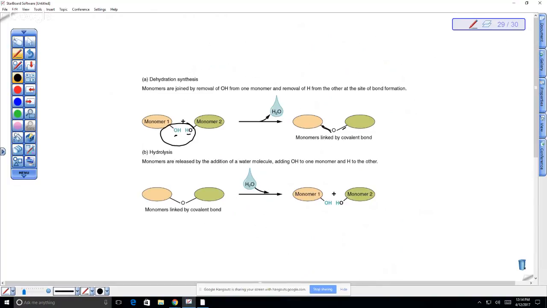We can also use water to break stuff apart. And so this would be hydrolysis, where we add water, we break up covalent bonds, and then we get water, the atoms being attached to the substances that are subsequently produced.